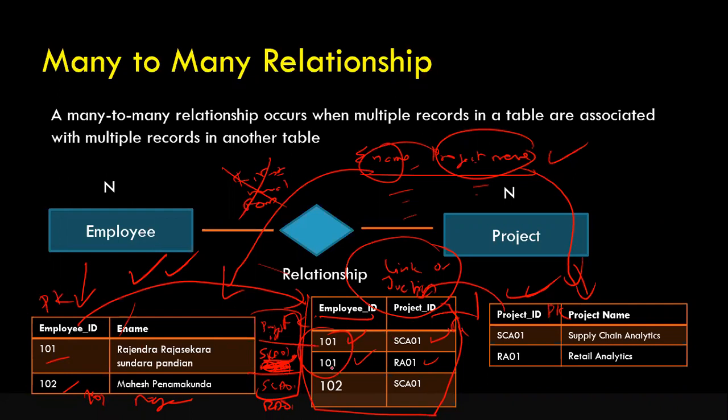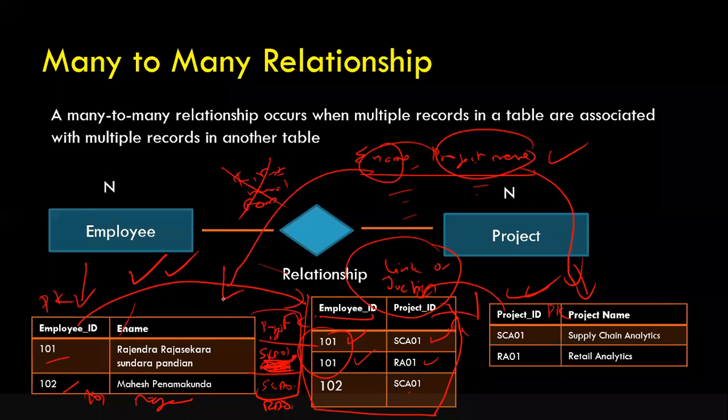And here you can repeat the values more than once because it's a foreign key, need not be a unique key column. So you can repeat the same value here, 101, because this person is working in two different projects. 101 is working on this project, 102 is working on SCA01. So project ID, we have used it here, employee ID also we used it.